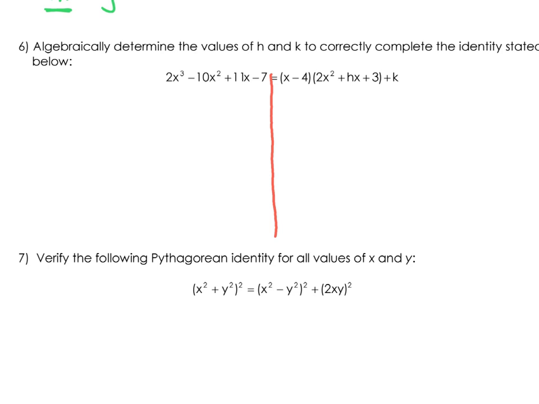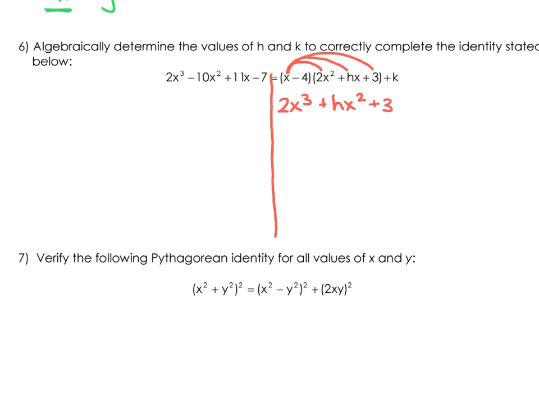And again, if you're a box person, you might want to set up your box like a 2x3 because you got a binomial here and a trinomial here. But then don't forget you got that plus k on the end. So I'm going to go ahead and do my rainbows. And we end up with x times 2x squared, which is 2x cubed. And then we have hx times x, so that's a positive hx squared. And then distribute one more time, and that's a plus 3x.